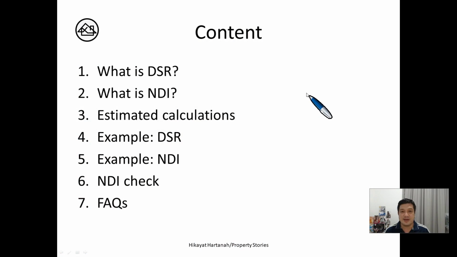So we come to the table of contents for today. First we're going to go through what is DSR, next is what is NDI, then estimated calculations. This part is where I share with you some of the common questions I get on how banks calculate, for example, credit cards. Then an example DSR calculation, NDI calculation, and an example where the DSR passed but NDI actually failed, so it's an NDI check here. And FAQs, where I'm also going to share some of the common questions I get with regards to DSR and NDI. So let's begin, shall we?